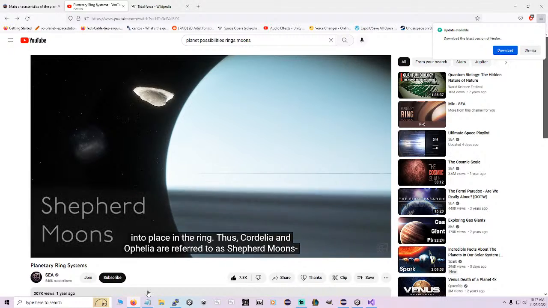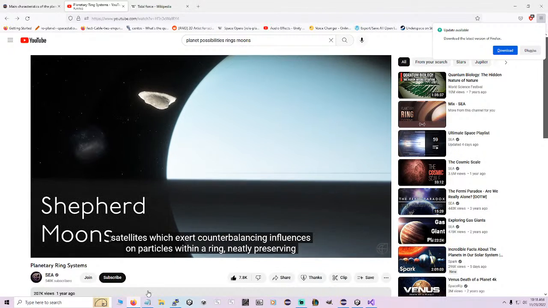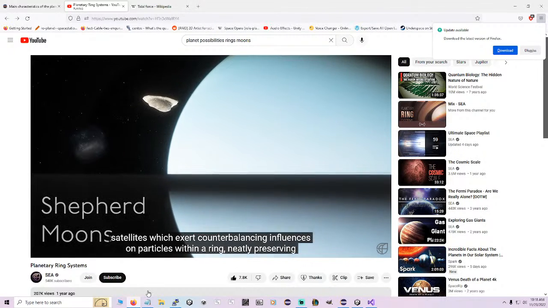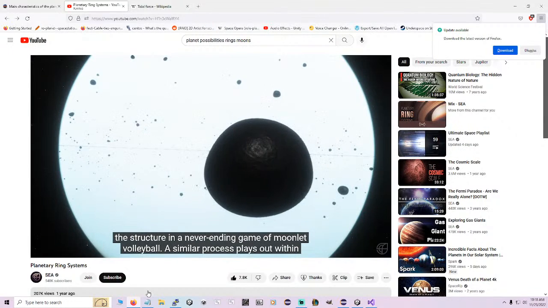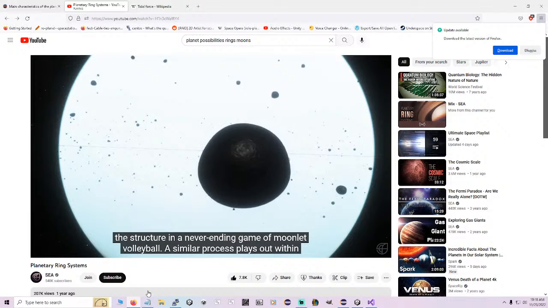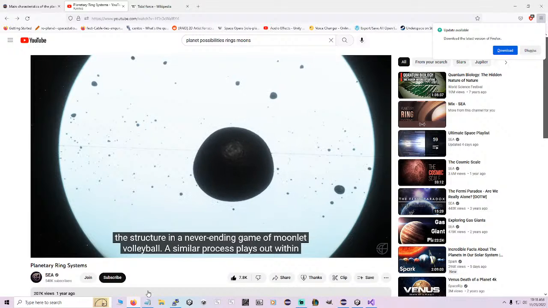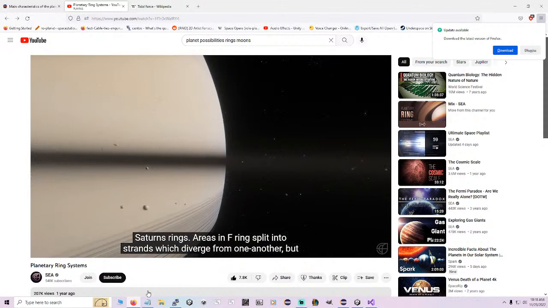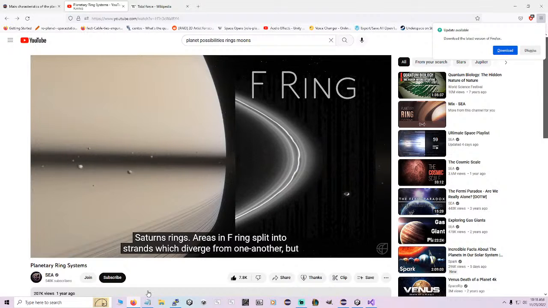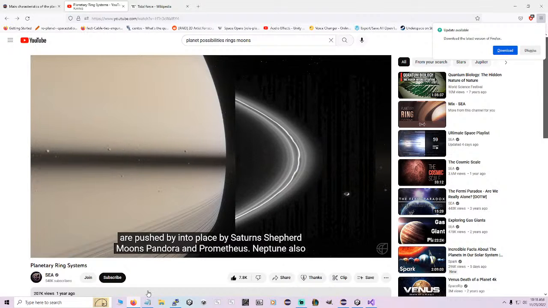Cordelia and Ophelia are referred to as shepherd satellites, exerting counterbalancing influences on particles within the ring system, neatly preserving the structure in a never-ending game of moonlit volleyball. A similar process plays out within Saturn's rings: areas in the F ring split into strands, which diverge from one another but are pushed back into place by Saturn's shepherd moons.